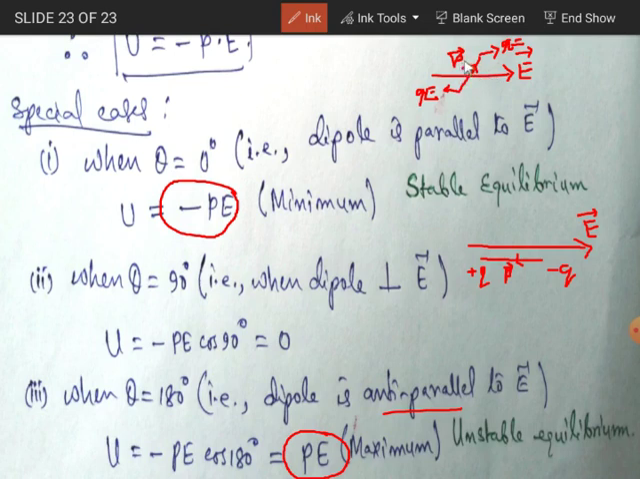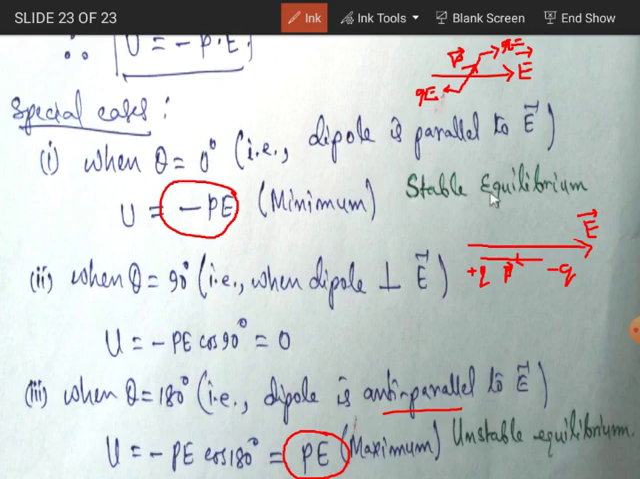This dipole will try to rotate so as to have minimum energy. Every system in the universe tries to attain the least possible energy. Got it? The least possible energy is in this case when theta is equal to 0. That means the dipole moment will try to come along the direction of the electric field E. This dipole will try to rotate so as to align the dipole moment with the electric field E. In that case, we call it potential energy minimum, and it is known as stable.